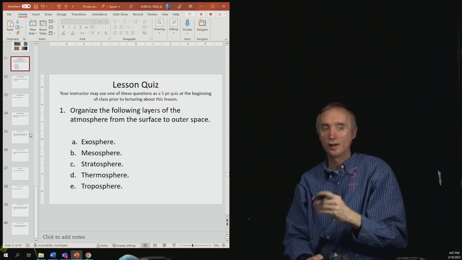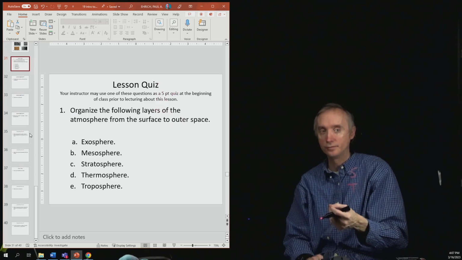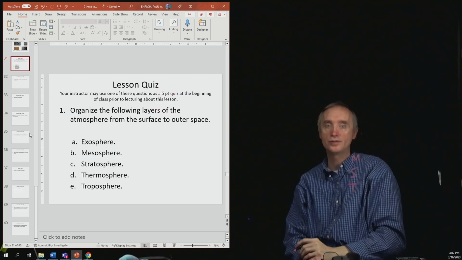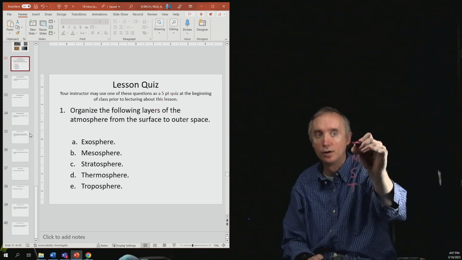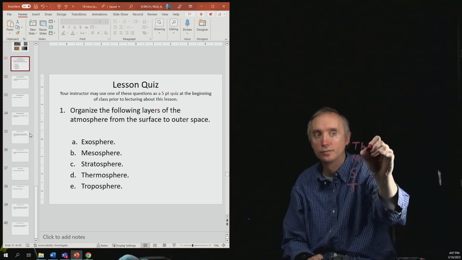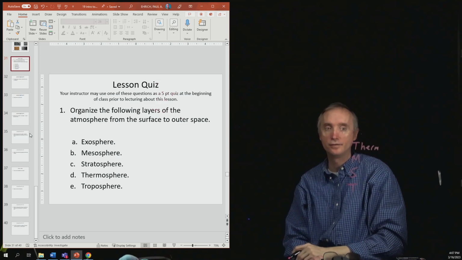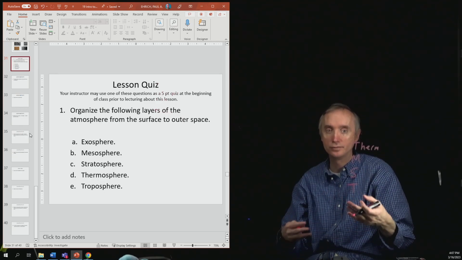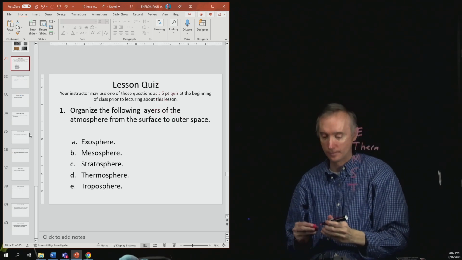Okay, now the layer that's above it I don't really care about, but it's the middle layer, and so that's the mesosphere. So M for middle, M for mesosphere. And then on top of that is going to be the thermosphere, not to be confused with the troposphere down here. And then finally, the uppermost layer, it's the outer, exit, and so that would be the exosphere up here.